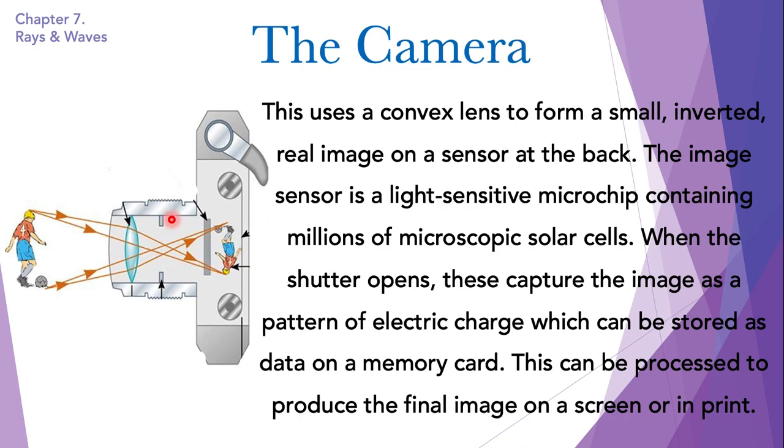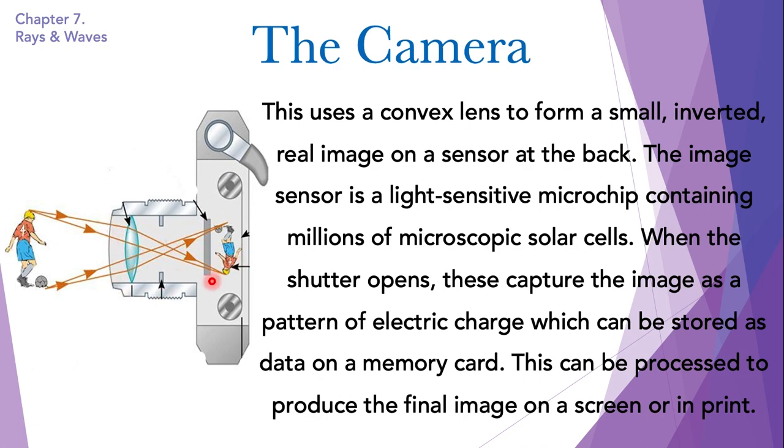So what we're trying to basically understand here is that a convex lens is used in this camera to form a real image, which is then sensed by a light-sensitive microchip containing millions of microscopic solar cells. So this captures the image as a pattern of electric charge and can be stored as data on a memory card. So here we are using the convex lens in the camera to form images.